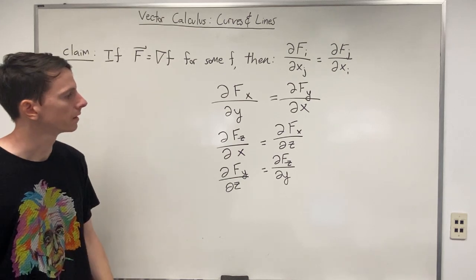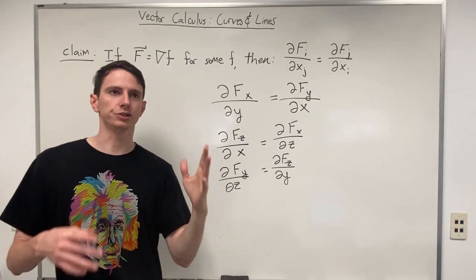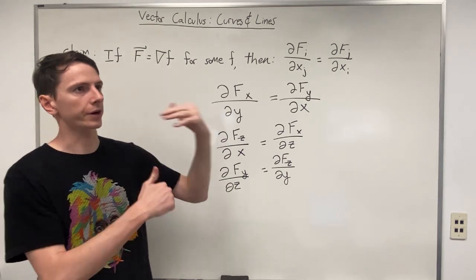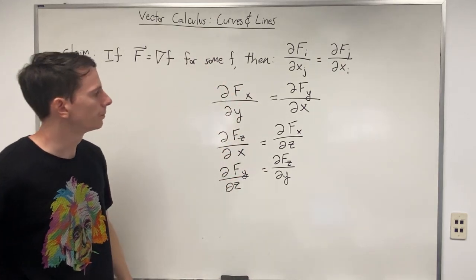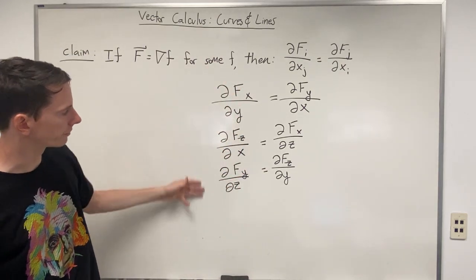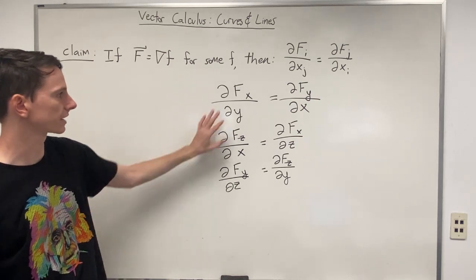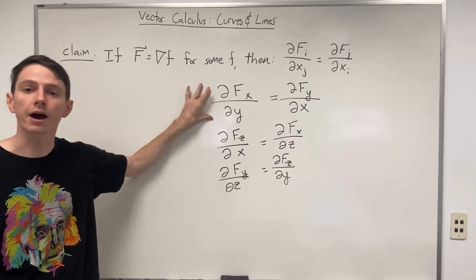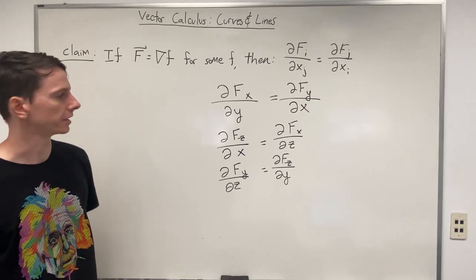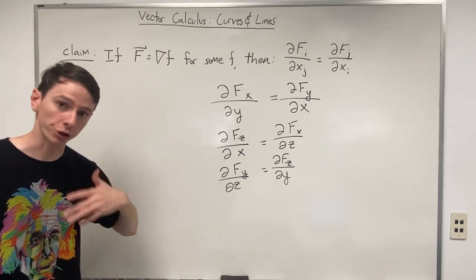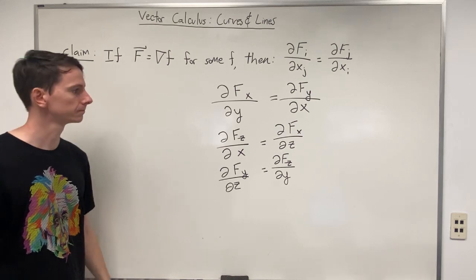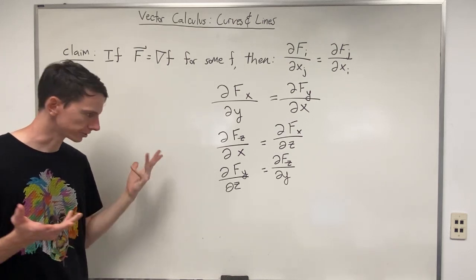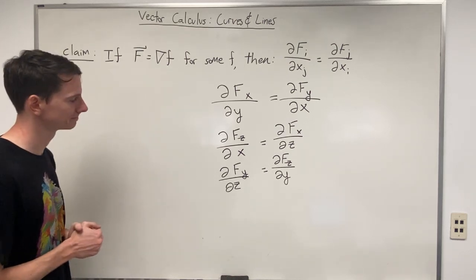You can imagine that as you get to higher and higher dimensions, this test can quickly become kind of tedious. But in three dimensions, you have three equations. In two dimensions, x and y, this is the only equation that you have. It's not so bad in those cases. But that's what you're going to have to do if you want to show that a vector field F is conservative. So hopefully that makes sense.